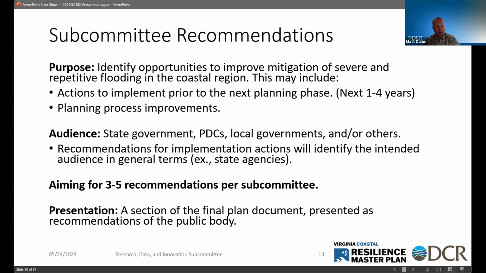Overall, we're aiming for 3 to 5 recommendations per subcommittee, which would give us 12 to 20 recommendations total that'll go in front of the full TAC. These recommendations then would be presented in a section of the plan document itself, and then be presented as recommendations coming from the TAC and the subcommittees. And these are not DCR recommendations. So to that end, DCR really isn't participating in these discussions that we have for recommendations. These are your recommendations on what you think can and should happen in the next couple of years, as well as in the next planning cycle.